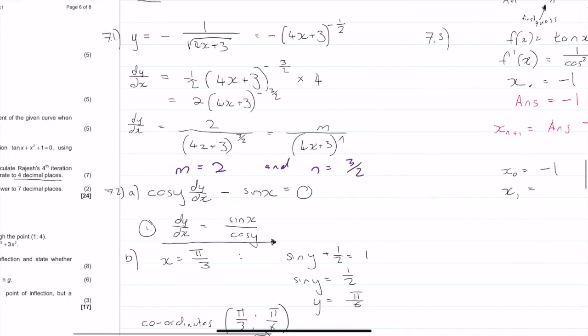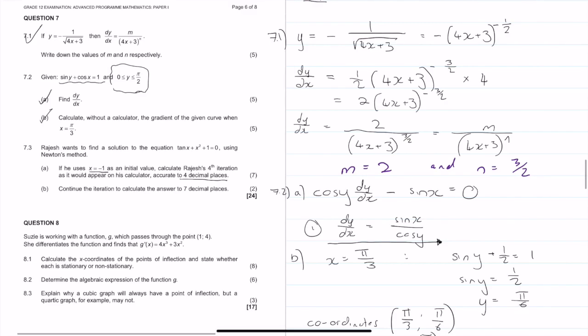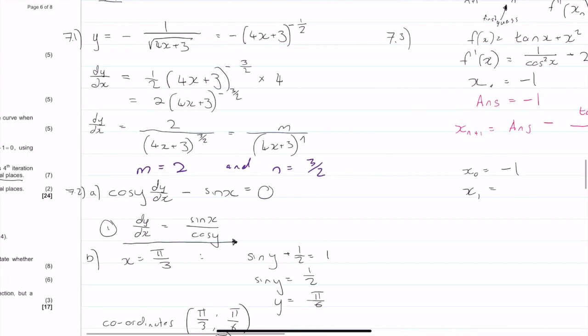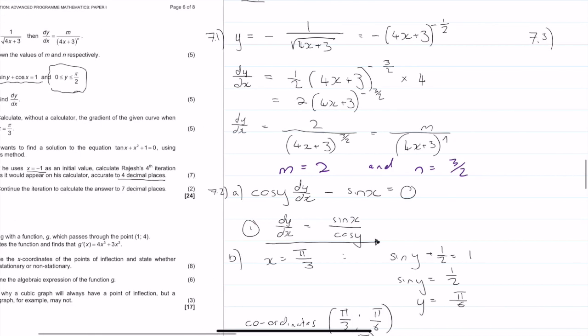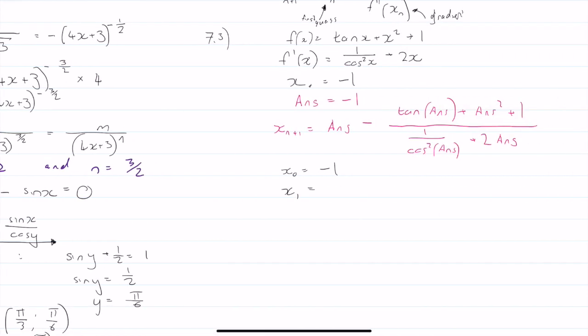They want the answer to 4 decimal places. Is it 4 decimal places? Correct. Yep, 4 decimal places. So the answer is minus 1.3105, which would be our first iteration. Okay, then you click answer again on your calculator. So the second iteration is minus 1.2273. Click answer again. x_3 is equal to minus 1.1818, and x_4 is equal to minus 1.1724.